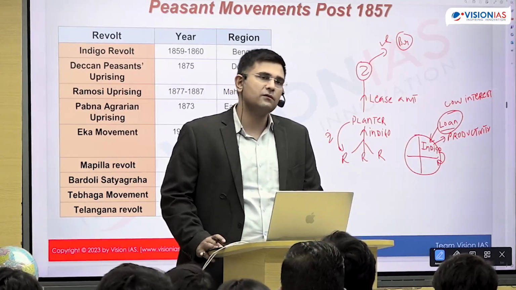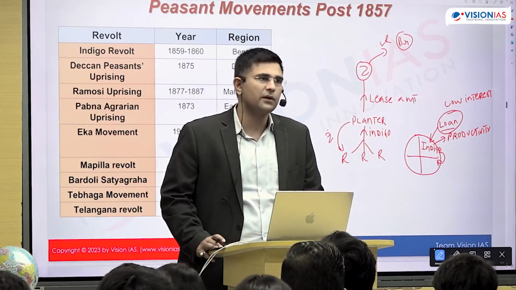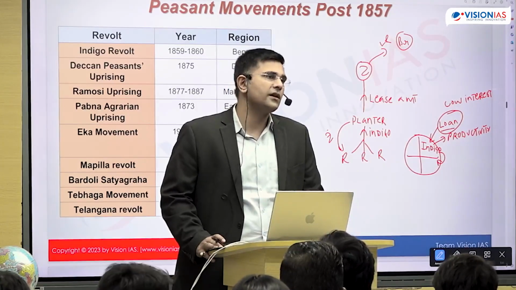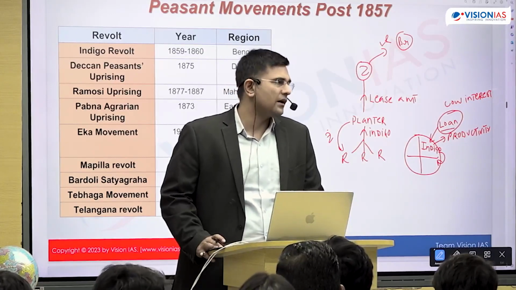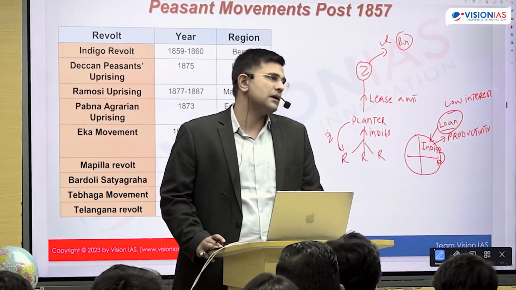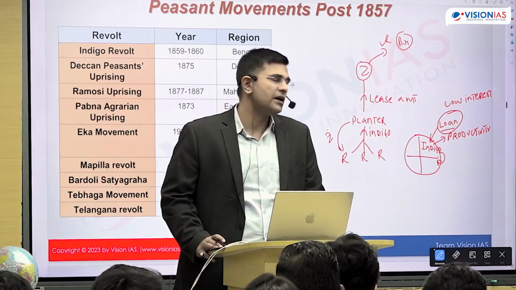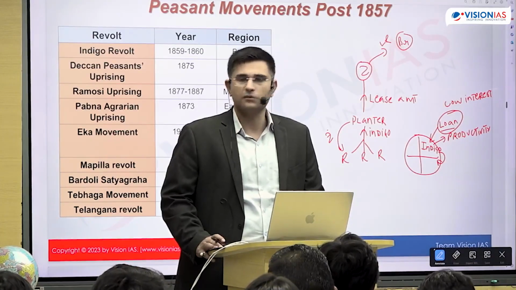But because of World War I, where Germans were fighting against the Britishers, the demand for natural indigo increased, and therefore the oppression of the ryots again increased. And therefore Mahatma Gandhi did Champaran Satyagraha, which was his first civil disobedience.